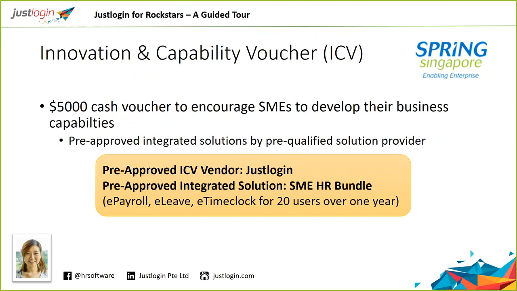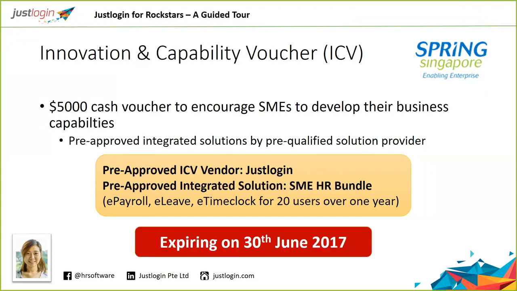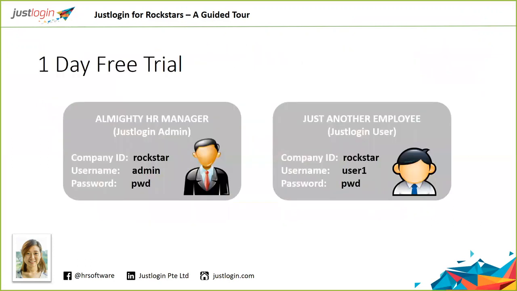Let me give you some scenarios of how you can get it with the ICV. You can use 3 modules. Time clock is the main module, for up to 20 users over 1 year. Or if you have fewer users, you can increase it to 2 years. Then if you have some more money, you can also purchase an iPad. So that's all a plus point. But one thing is it will be expiring on 30th of June 2017, which is the next 2 months. So you have to grab it. That's about the grants.